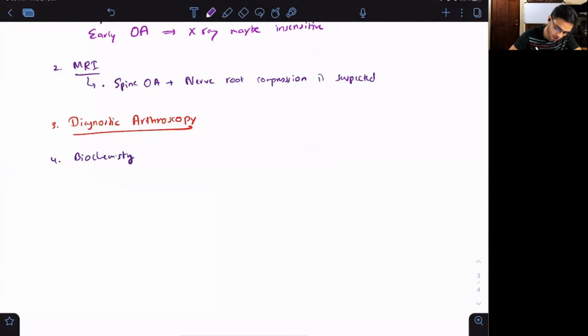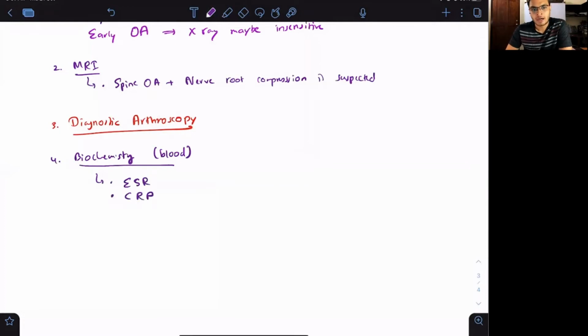Basically, guys, we are talking about the blood. What are we going to look for in the blood? First thing, we look for some inflammatory markers: ESR, erythrocyte sedimentation rate, and CRP, C-reactive protein. Most of the time, you all know, inflammation is mild in osteoarthritis, always mild. What do you think about the ESR and CRP? Most of the time, normal.